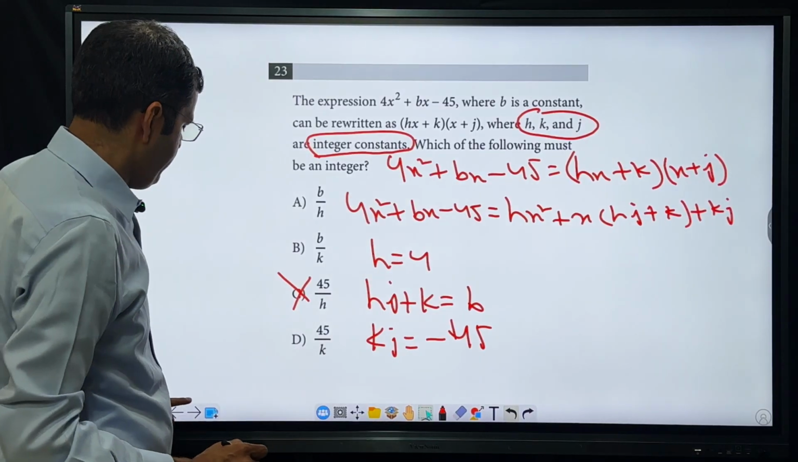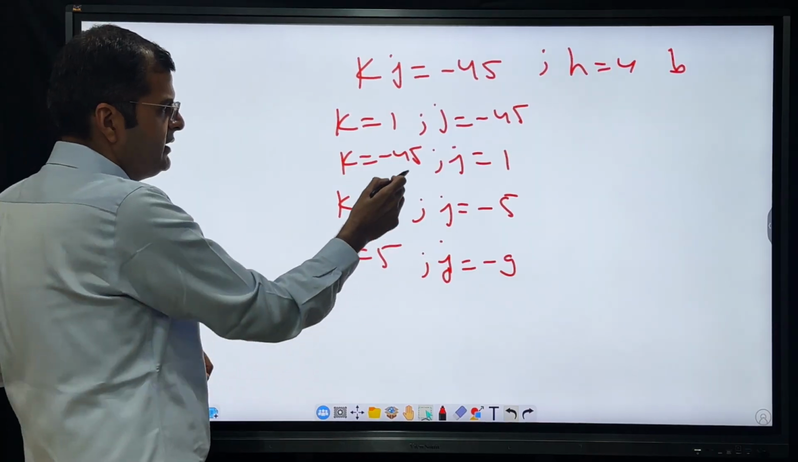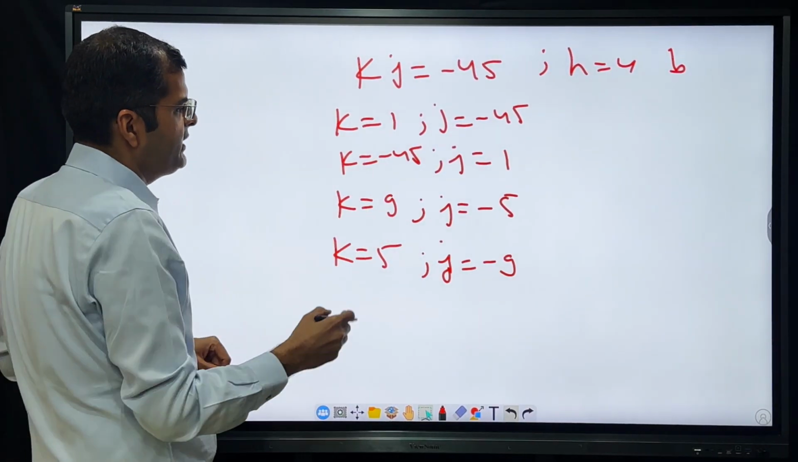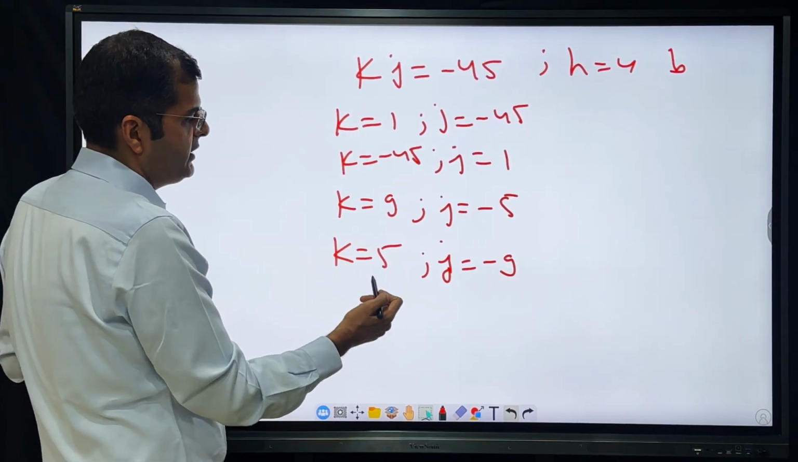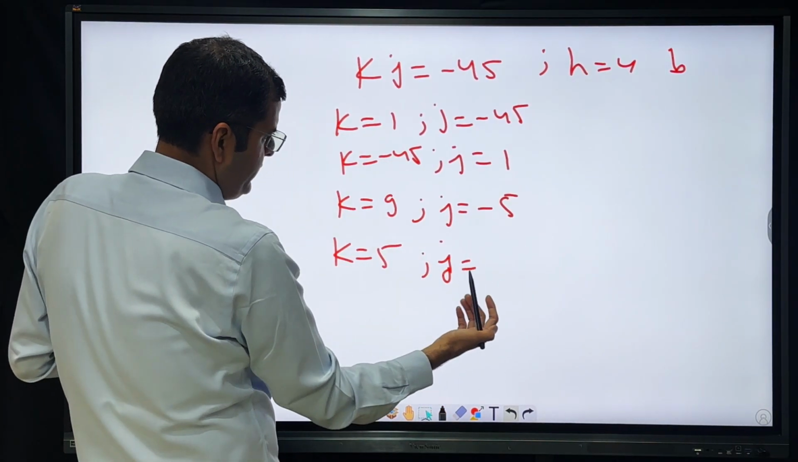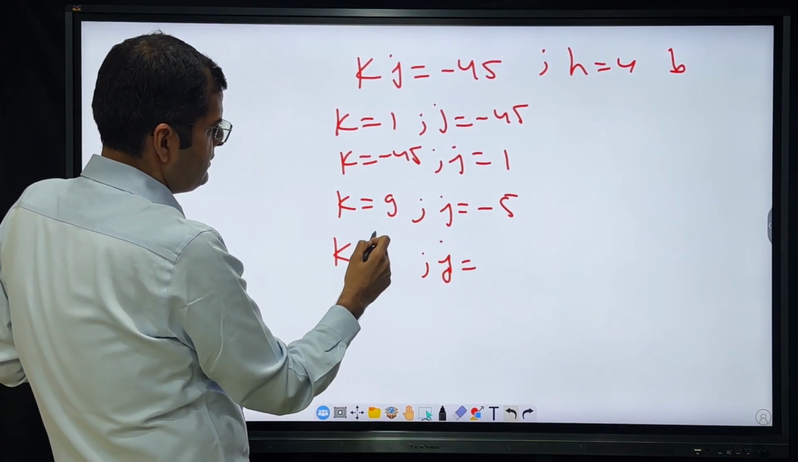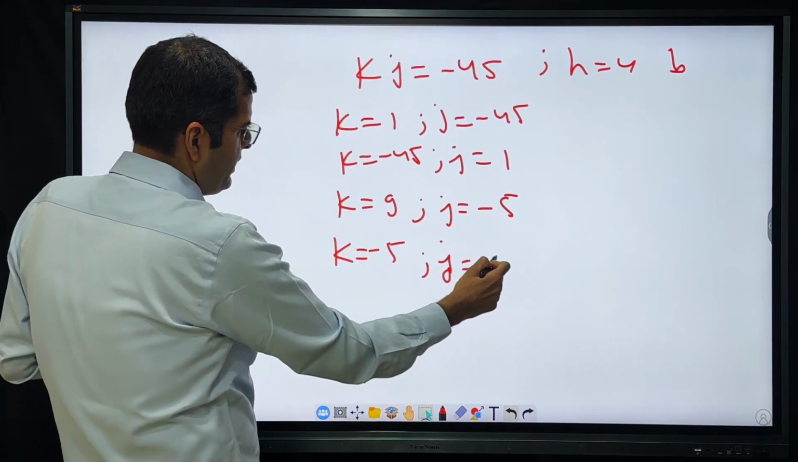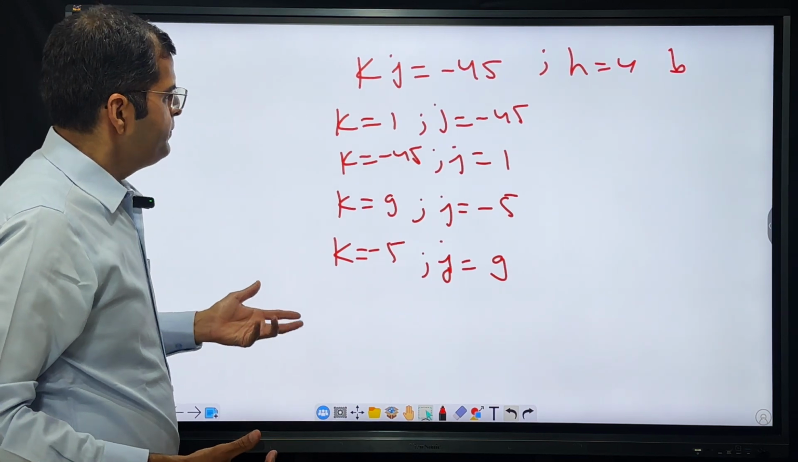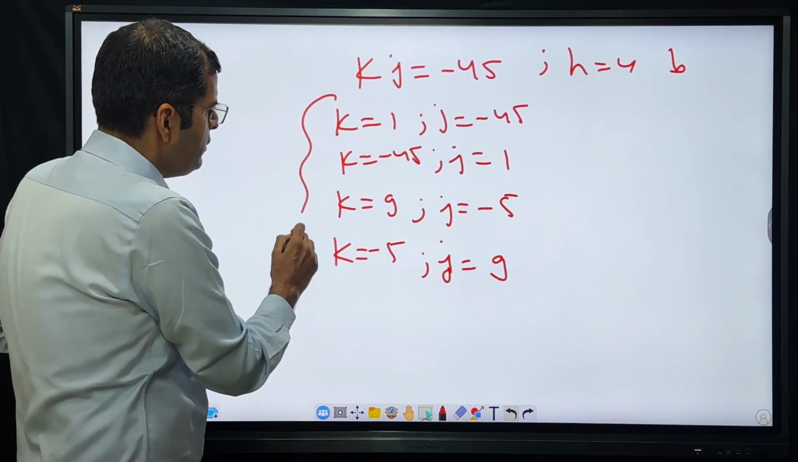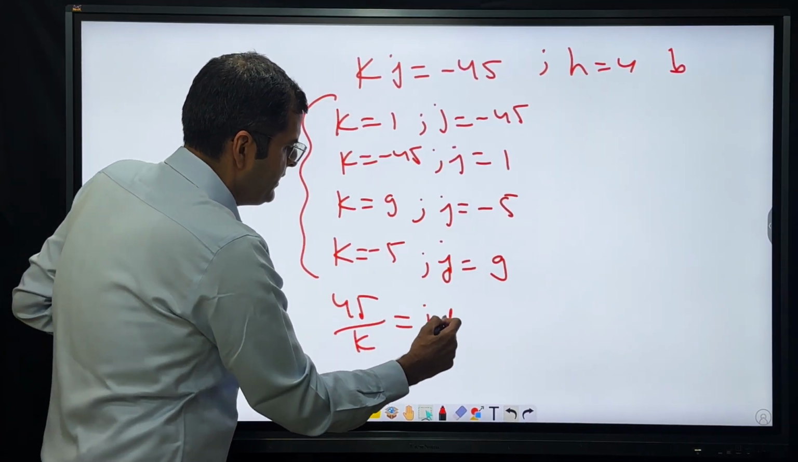Then 45 by k. What options do I have for k? 45 by 1 is an integer, yes. 45 by minus 45 is also an integer, yes. 45 by 9 is an integer, yes. And 45 by 5 is also an integer. Okay, so this has to be 9 and minus 5, and this is minus 5 and 9. Okay, 45 by minus 5, that is also an integer. So of all 4 values, any value if I pick, 45 upon k will always be an integer.